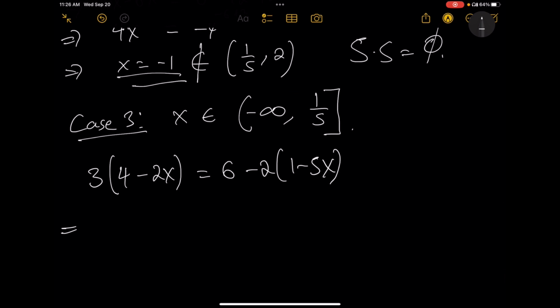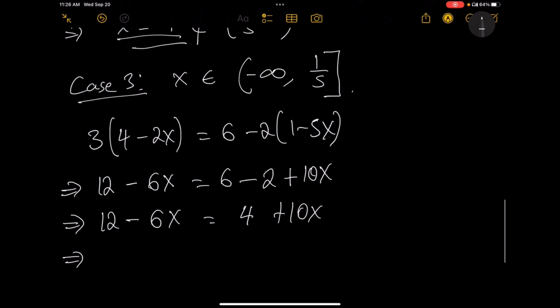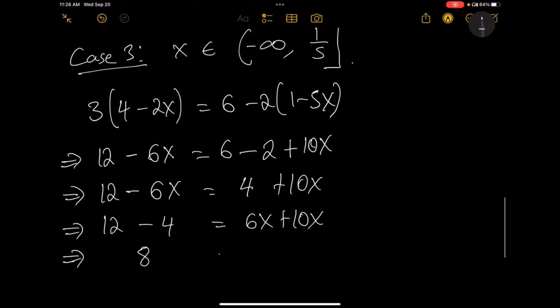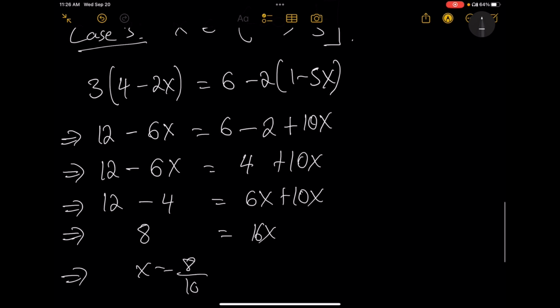This implies 3 times 4, it is 12, minus 3 times 2, that is 6x, is equal to 6 minus 2 times 1, that is 2, negative 2 times negative 5x, that is positive 10x. This implies 12 minus 6x is equal to 6 minus 2, that is 4, plus 10x. This implies 12 minus 4 is equal to 6x plus 10x, which implies 12 minus 4, that is 8, 6x plus 10x, that is 16x, which implies that x is equal to 8 over 16. And x is 1 over 2.